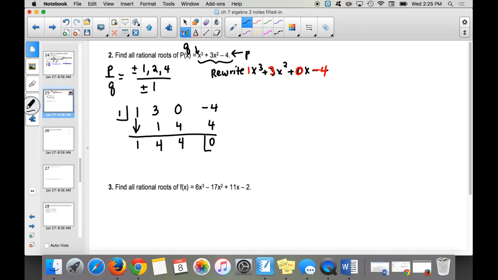All right, so what does that mean? It means it factored evenly, right? We got a remainder of 0. So how did it factor? Our original polynomial has now factored into the divisor times the quotient. So our divisor comes from the 1.